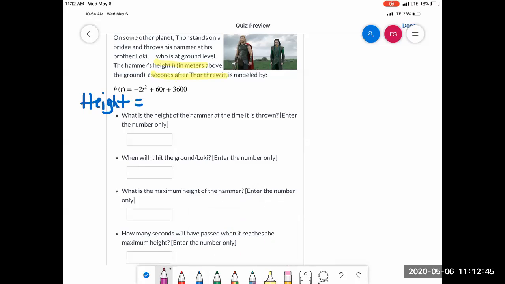All right, so question number 1 is asking us, what is the height of the hammer at the time it is thrown? So this is immediately when Thor lets go of the hammer, and we also call this the initial time. If you think all the way back to our very first month of algebra, we call that time of 0. So when time is 0, I'm sorry, that should be an equal sign here. We're going to go ahead and plug in 0 into this equation and see what height we get out.